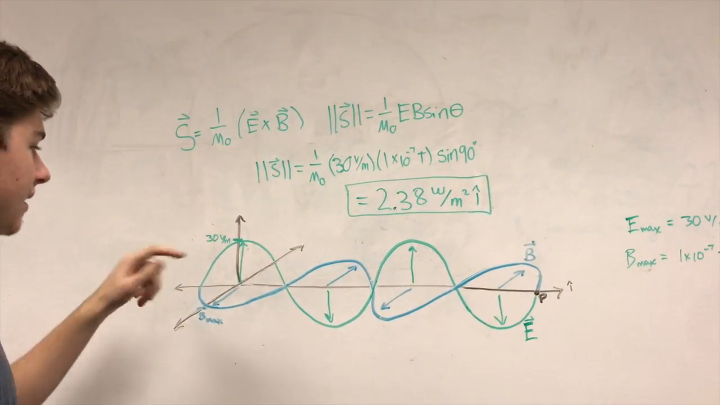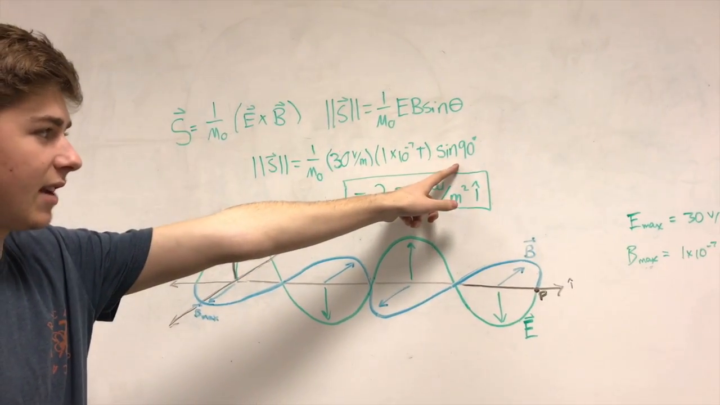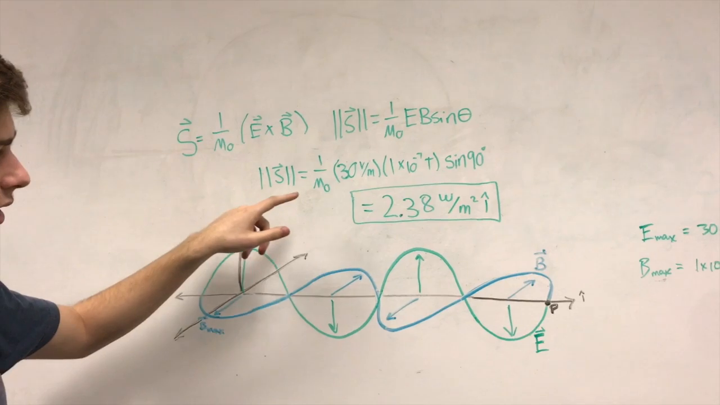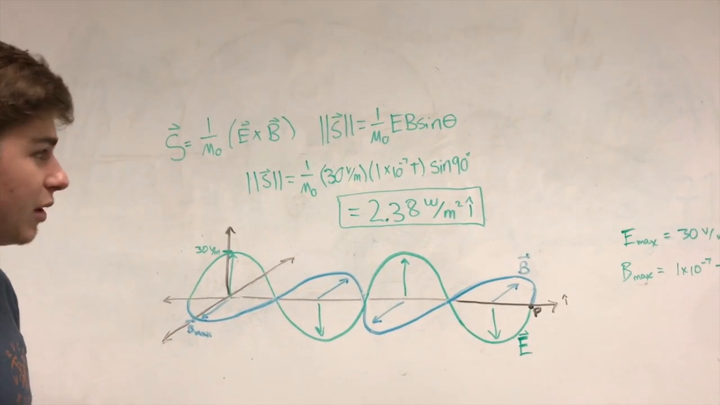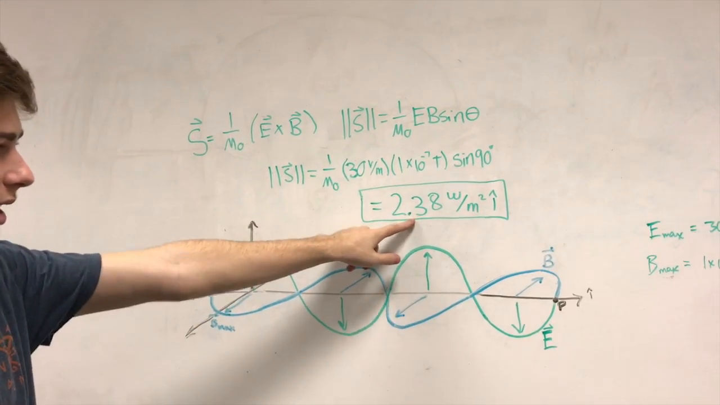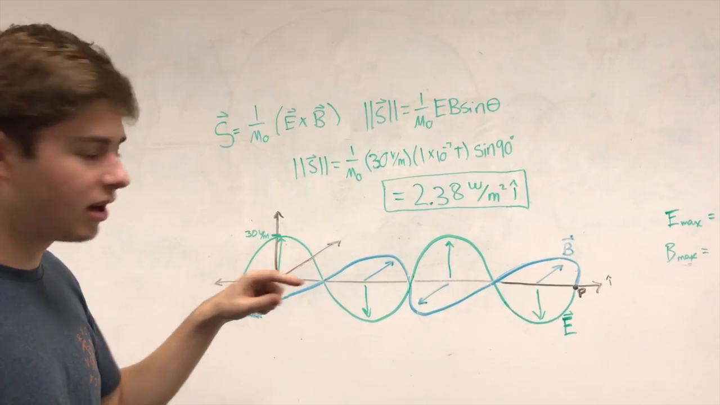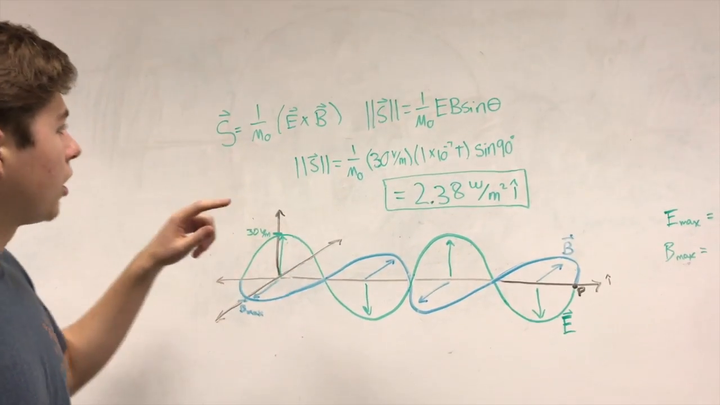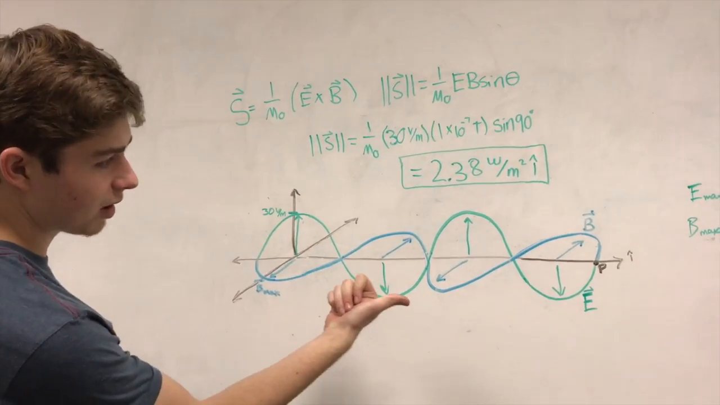And then also, since the electric field and magnetic field will always be perpendicular, this will always be sine of 90 degrees, so sine of theta will always be 1. And so when you plug it in, 30 times 1 times 10 to the negative 7 over mu naught, you get 2.38 watts per meter squared. And we know that it's going to be going in the i direction because the pointing vector always points in the direction of wave propagation. Or you could do E cross B at any given point, like E cross B, your thumb points to the right.